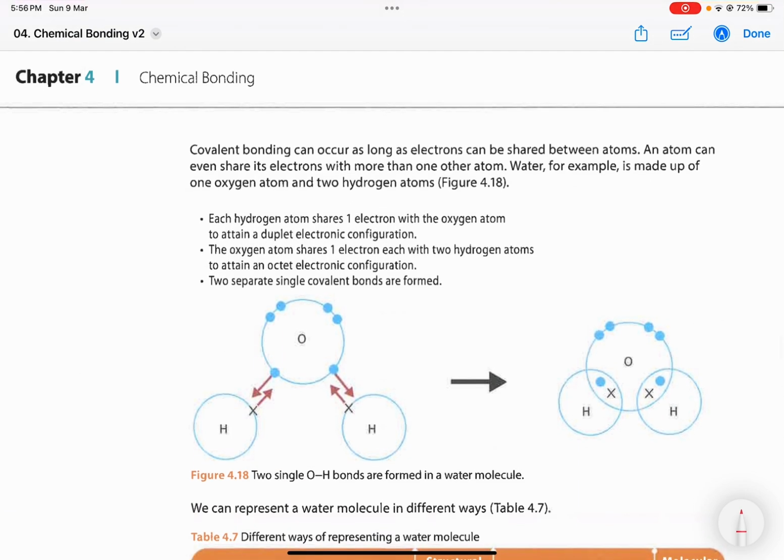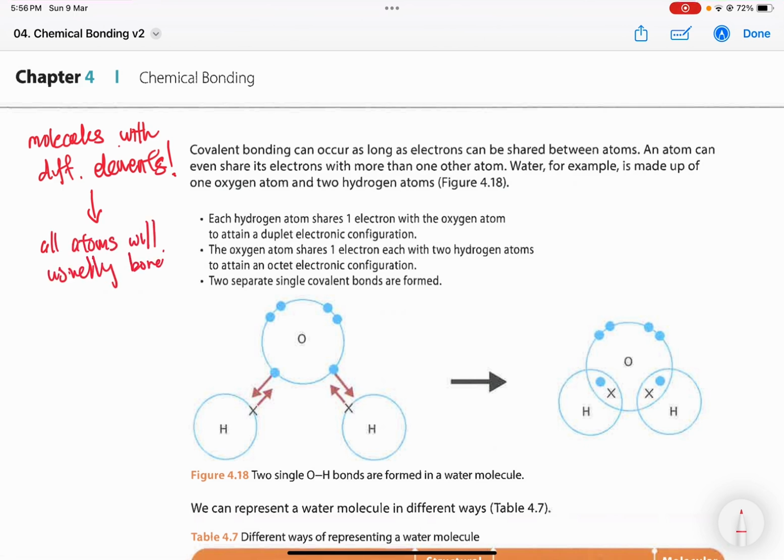What if I have different elements? That's where we can test it out now. For molecules with different elements, there's one key principle I need to take note of. All atoms will usually bond to the single central atom. Single central atom.